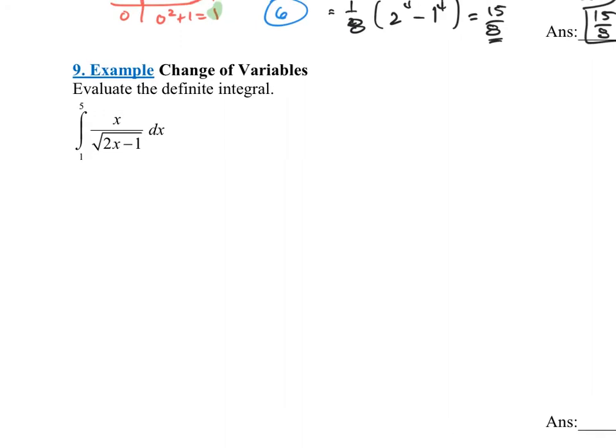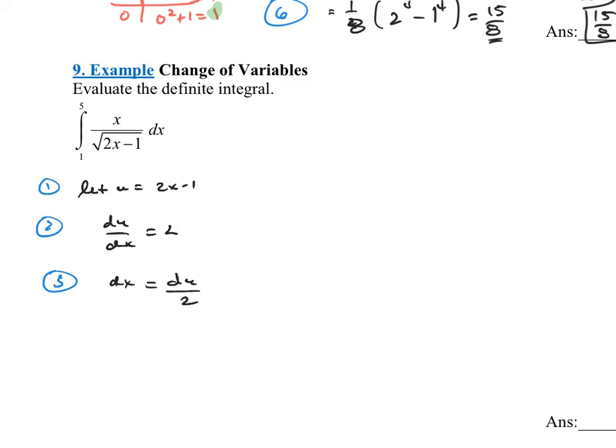Okay, so let's look at this last integral, example 9 here. Evaluate the definite integral, the integral from 1 to 5 of x over the square root of 2x minus 1. So what do we do? Again, we're going to start off with defining our u. So we're going to let u equal 2x minus 1, the inside of the function. Step 2, find the derivative of both sides. So I have du dx equals the derivative of 2x minus 1, which is simply 2. Step 3 is solve for dx. So in this case, dx would equal du over 2.